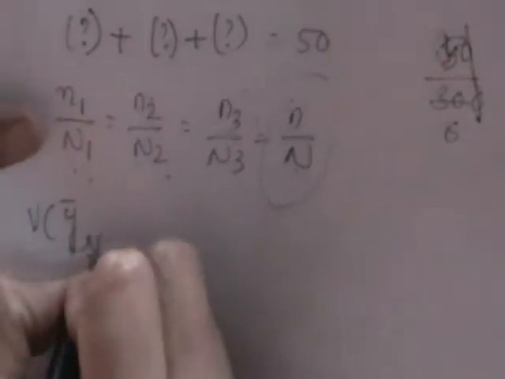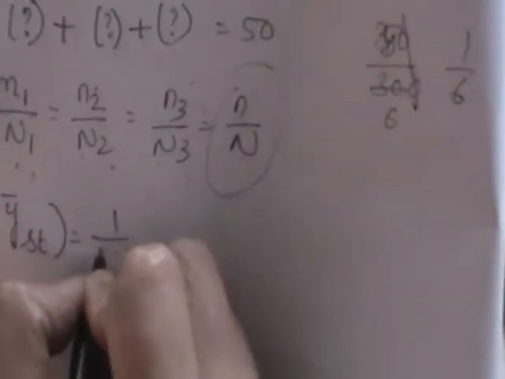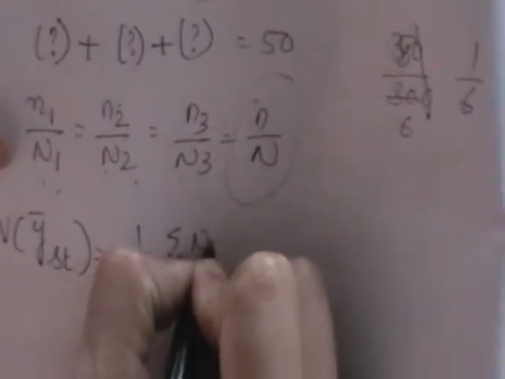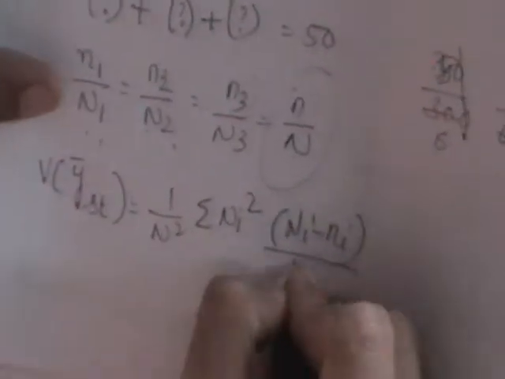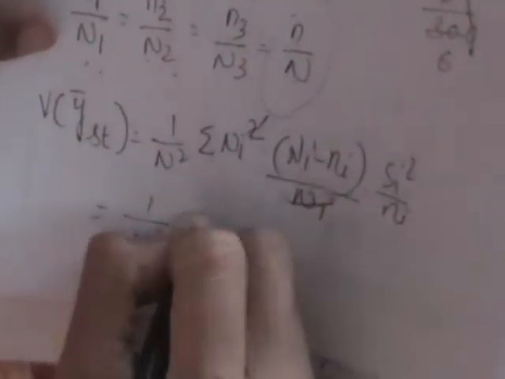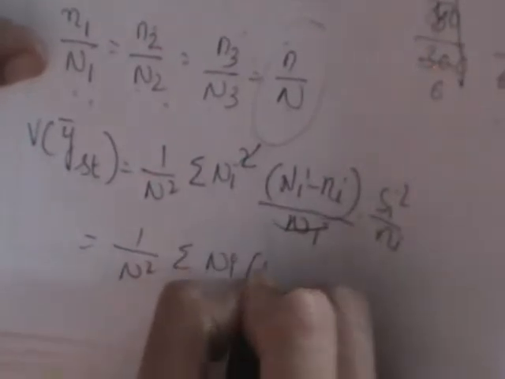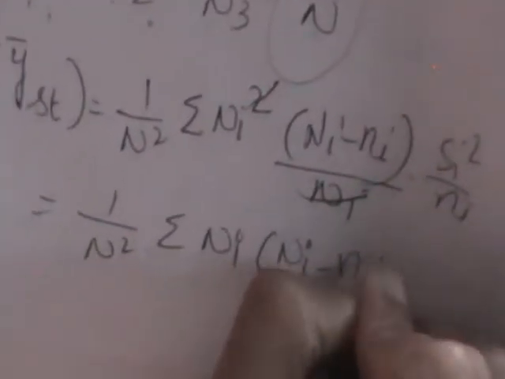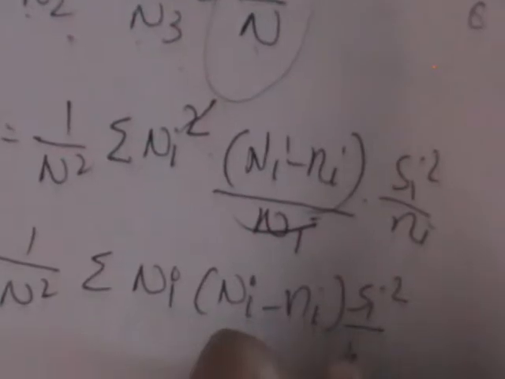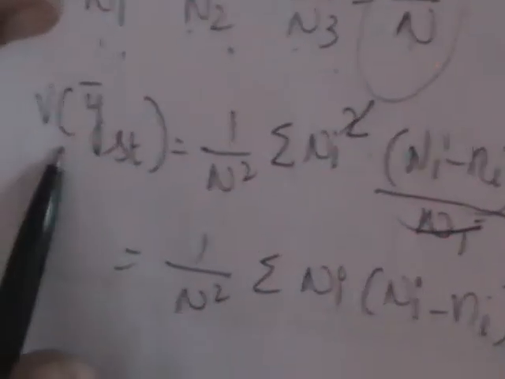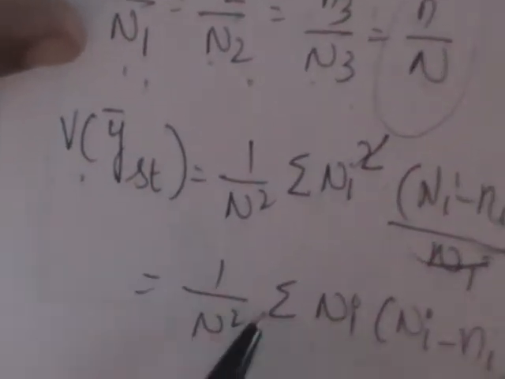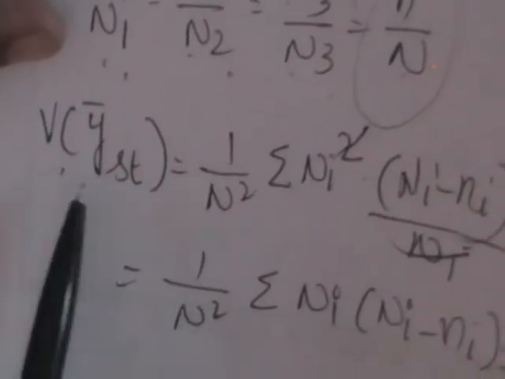Now, just now in the previous theorem we discussed the variance of y bar st. We got the variance of y bar st as sigma Ni square into (Ni minus ni) by Ni into si square by ni. These two cancel, so you will get 1 by N square sigma Ni into (Ni minus ni) into si square. But this is nothing but the overall stratified sampling mean, the mean of the stratified sample.